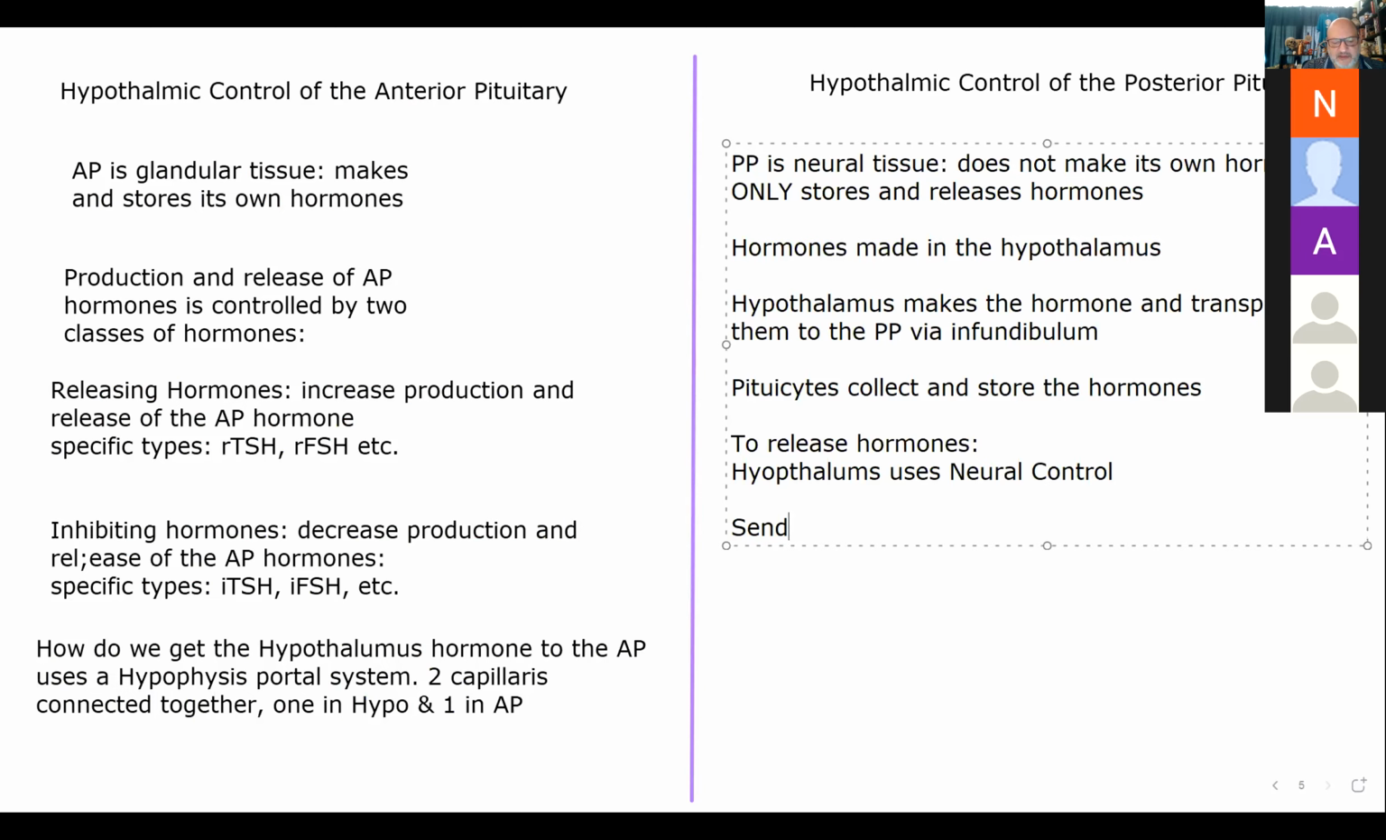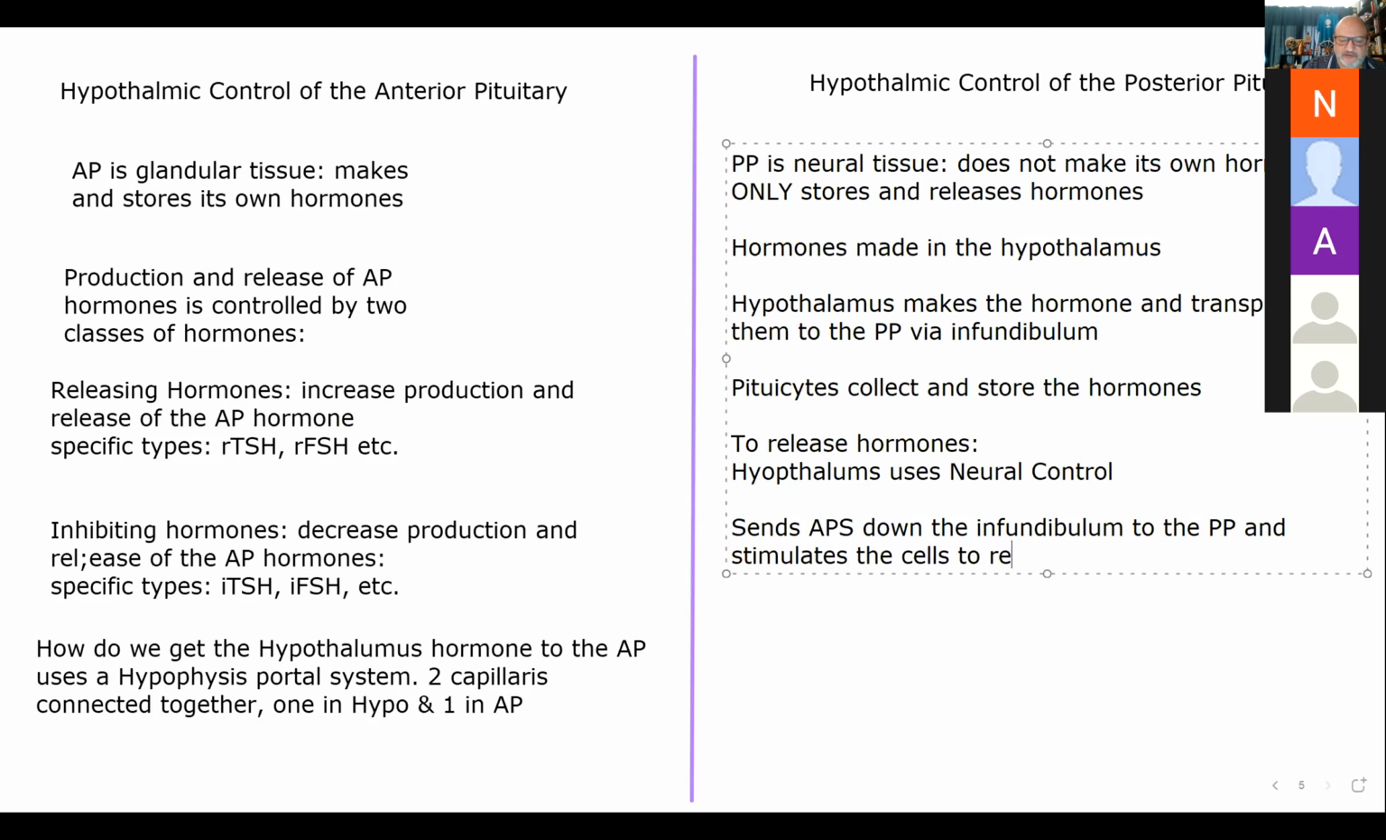Right. It sends action potentials down the infundibulum to the posterior pituitary, and it stimulates the cells to release their hormones. So it is a direct neural connection. And that direct neural connection was already there because that's how it's giving it the hormones to begin with. So much simpler, much more straightforward. Questions on this?